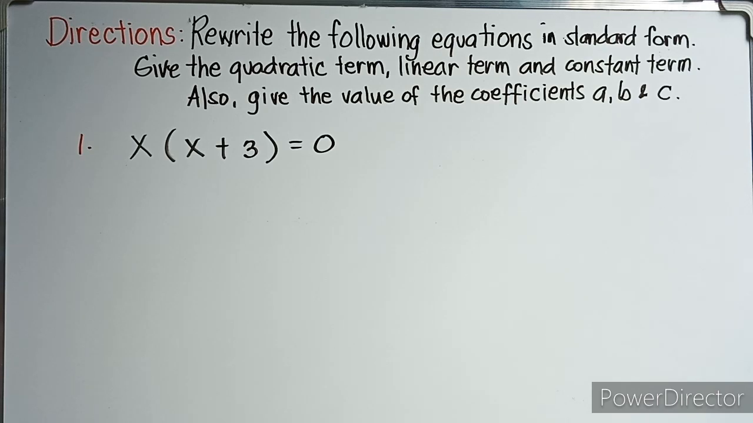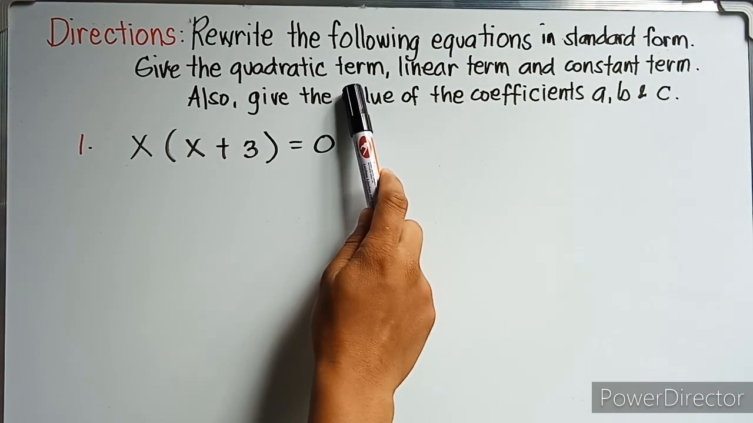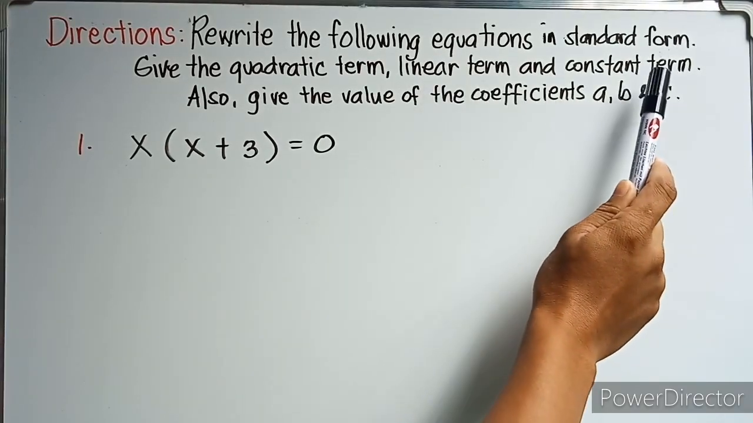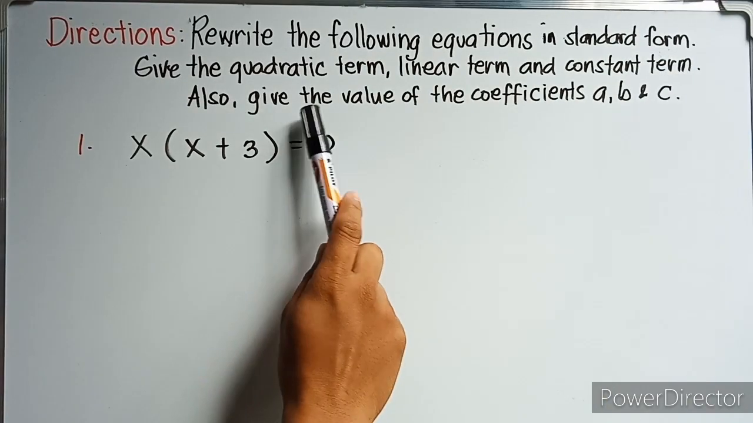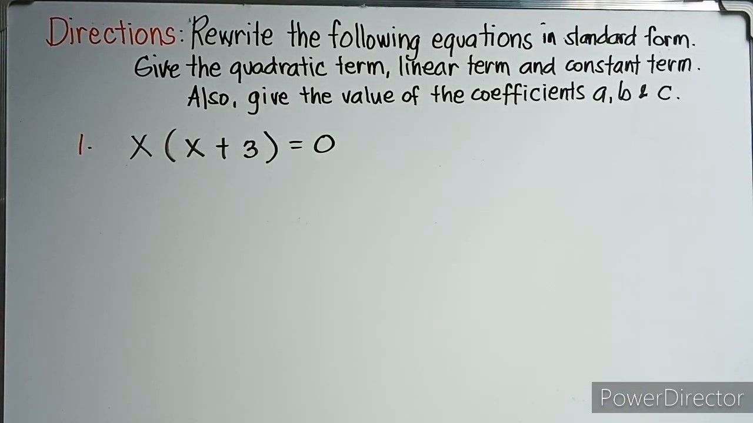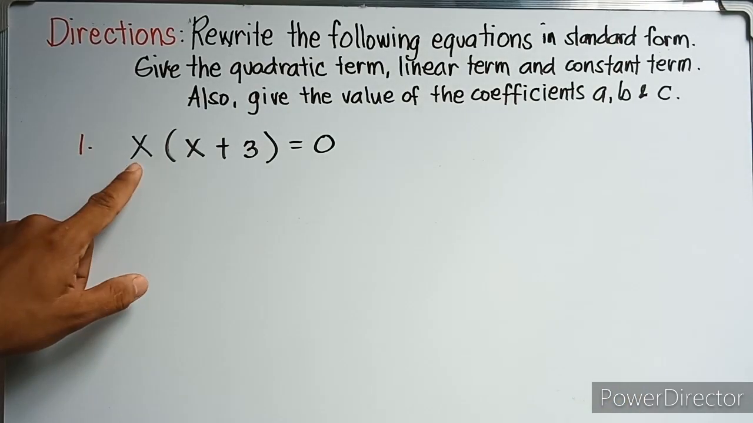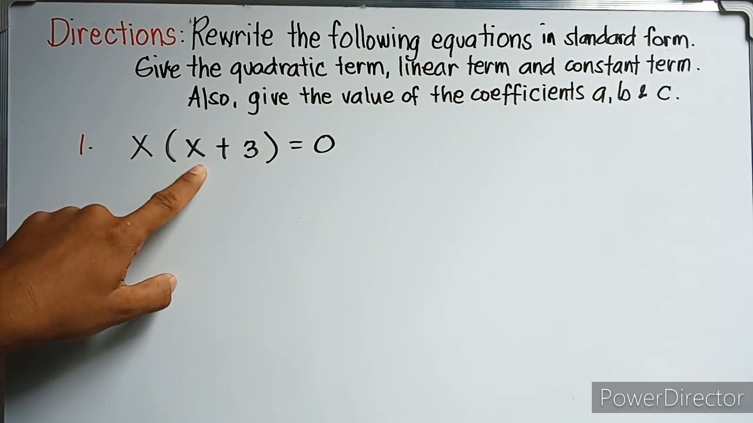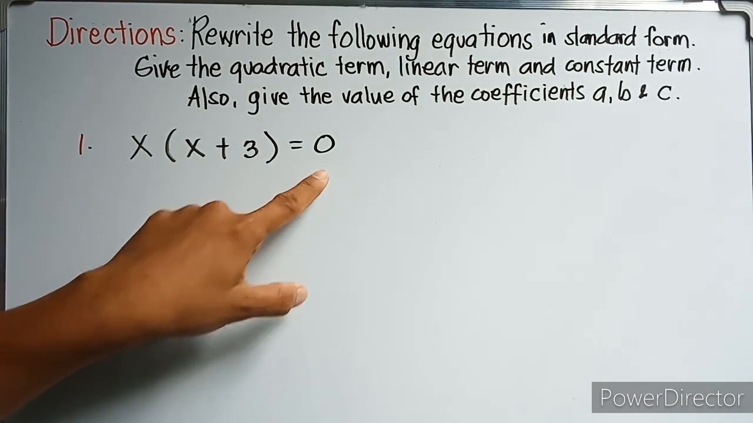Directions. Rewrite the following equation in standard form. Give the quadratic term, linear term, and constant term. Also, give the value of the coefficients a, b, and c. For number 1, we have here x times the quantity of x plus 3 is equal to 0.